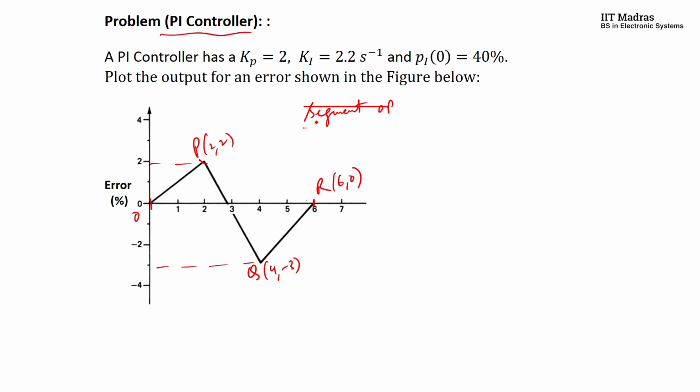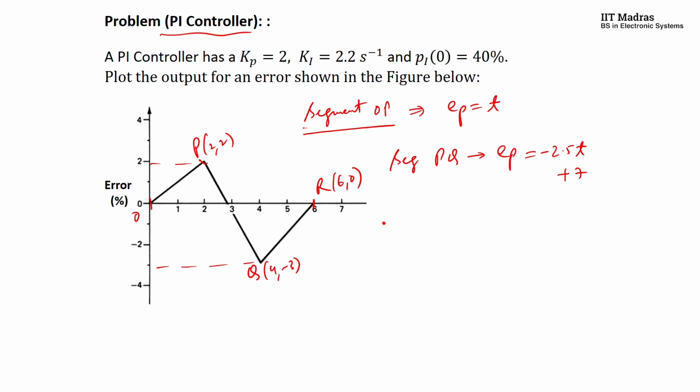Okay, segment OP. In this segment OP, I have a relation EP is equal to T. So it is very straightforward. You can calculate the slope and find out. If you have the segment PQ, this bigger segment, here you see that the error would be represented as minus 2.5 T plus 7. If you calculate and see, it will be the same.